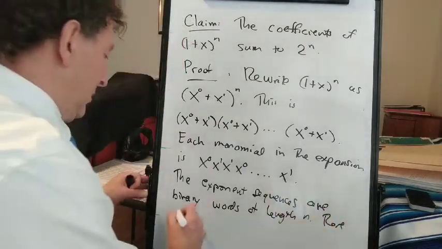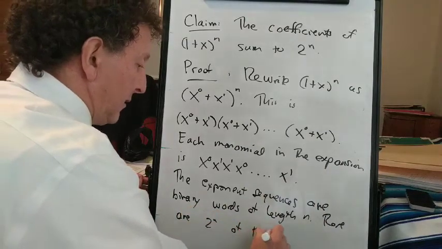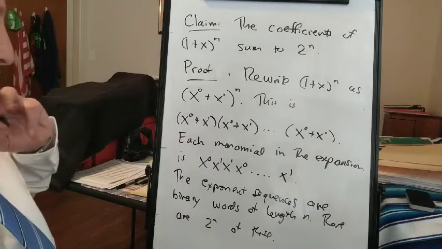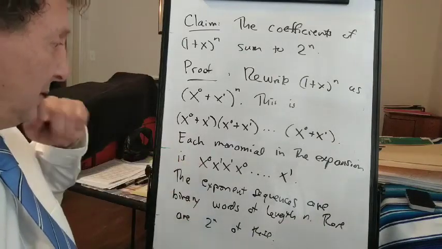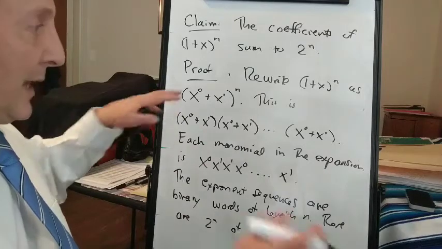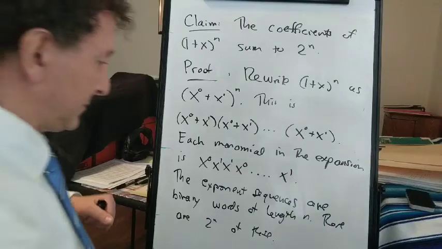And as we know, there are 2 to the n of these. So therefore, 2 to the n monomials, and then when we add them up, the coefficients is just the number of monomials we get.